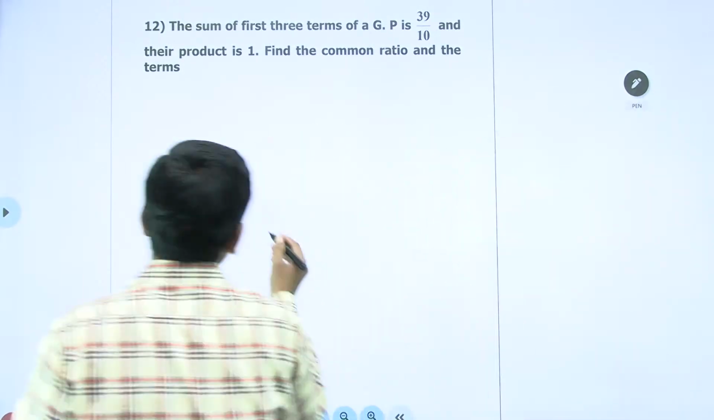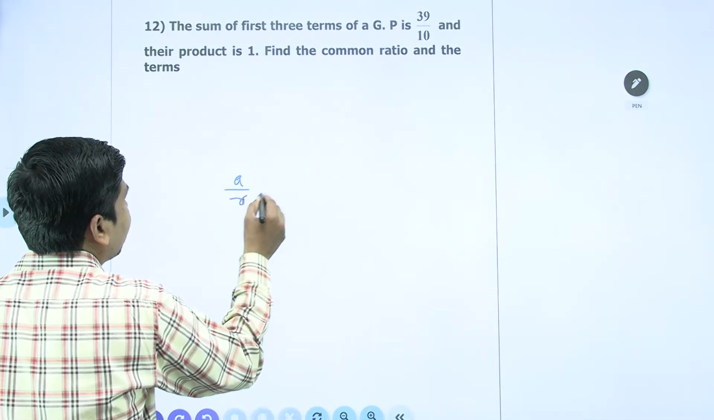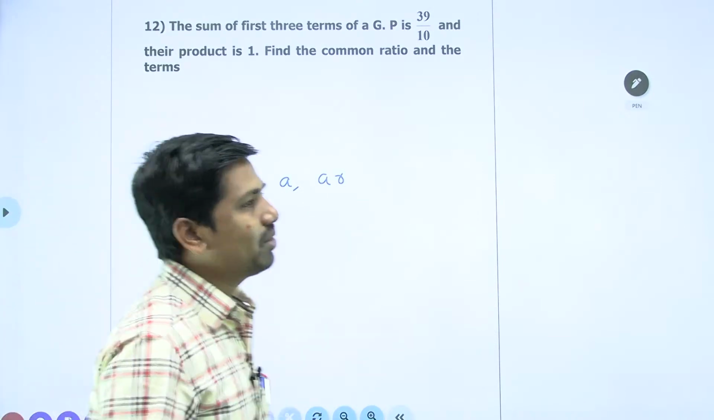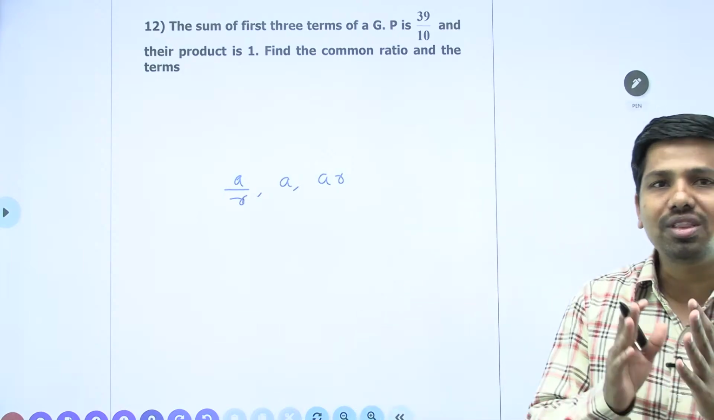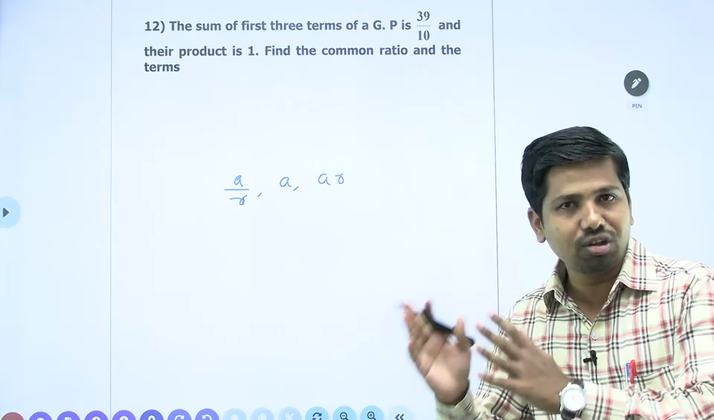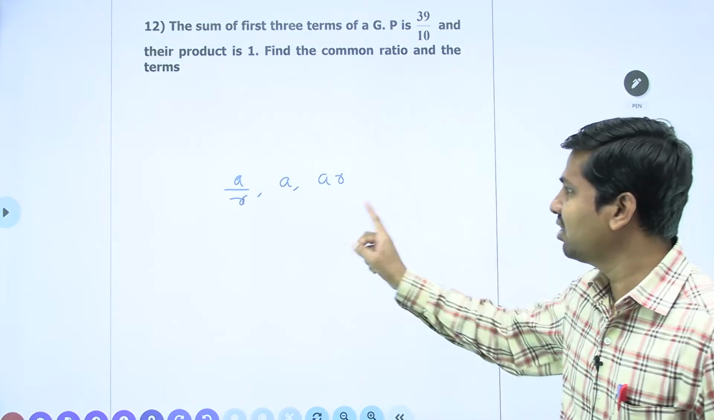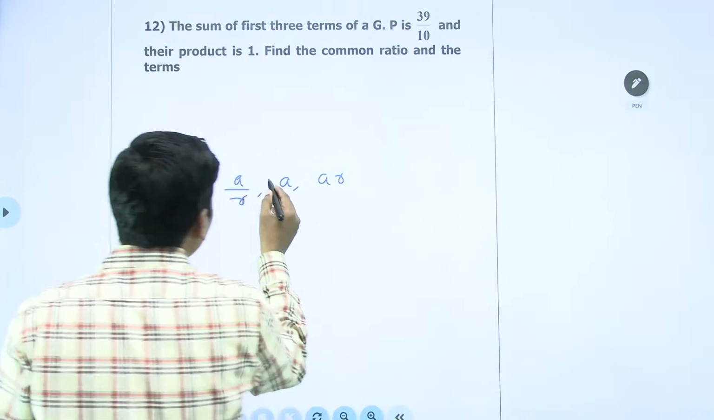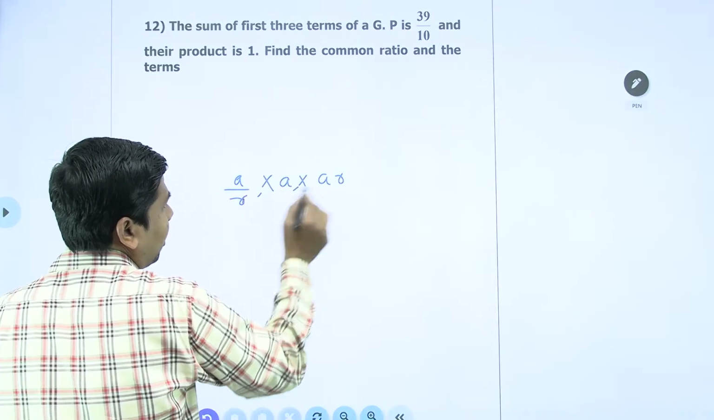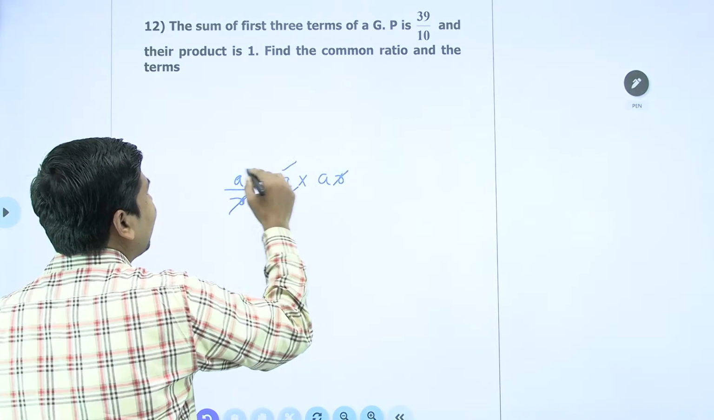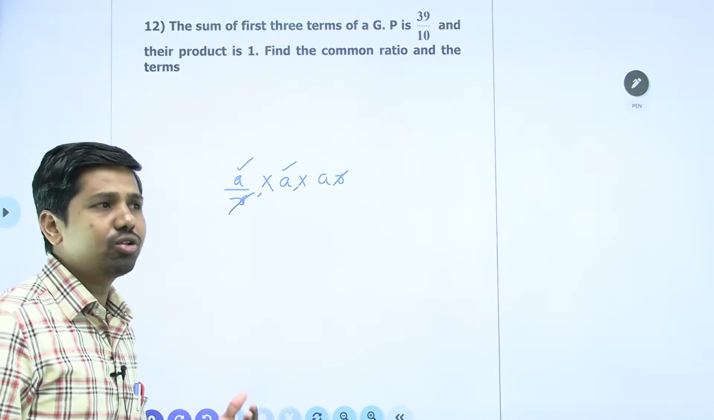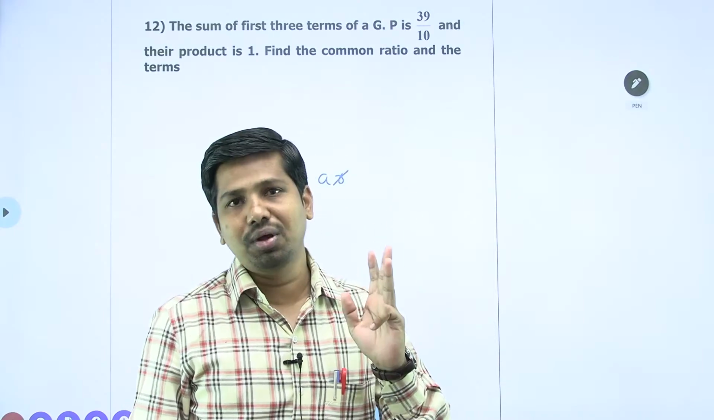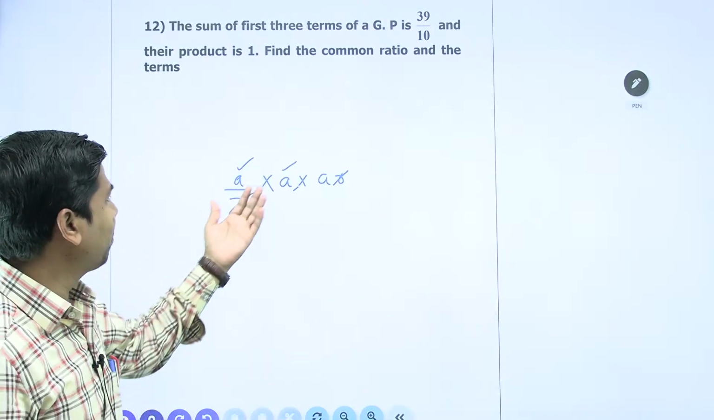have to be taken as A by R, A and AR. Why? Because three terms, and in particular if the product of those three terms is also given, in that case take those three terms in this way, A by R, A and AR, because if I multiply all these terms, A by R into A into R get cancelled, and easily we can get the value of A, so that it becomes very easy to solve the problem whenever he has given three terms and the product. So those three terms have to be taken as A by R, A and AR.